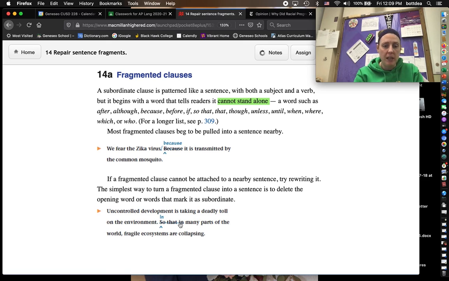So really, all we need is this word right here. In many parts of the world, fragile ecosystems are collapsing. That is a complete thought. So sometimes it's just about rewriting the sentence, which either means delete words or add words to restructure the sentence.